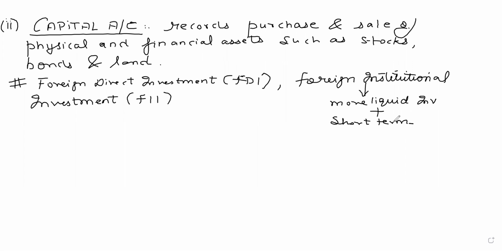So basically, foreign institutional investment will capture the investment made by the foreigners in the financial assets of the domestic economy. Whereas foreign direct investment captures the investments made by the foreigners in the physical assets of the domestic economy. So I can say that FDI is less liquid and for long term, whereas FII is a more liquid investment and for short term.